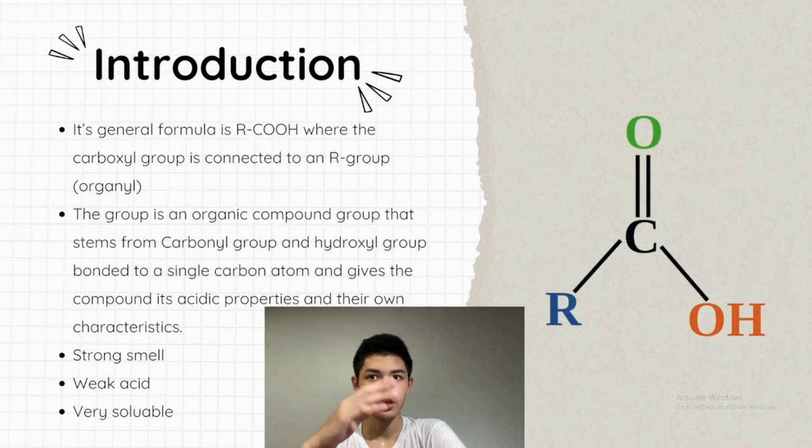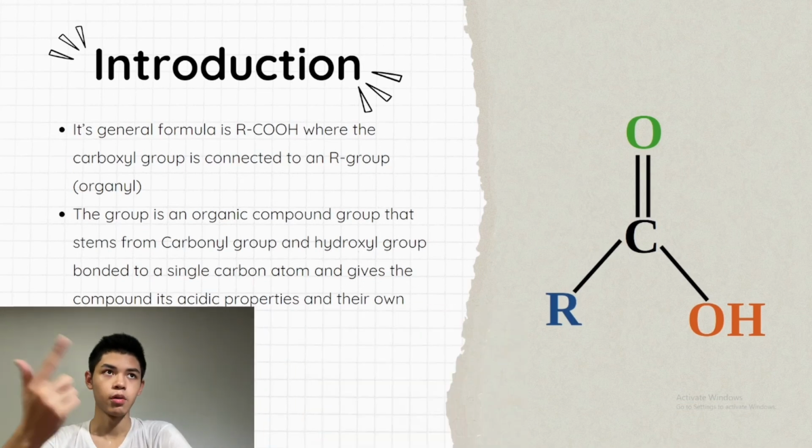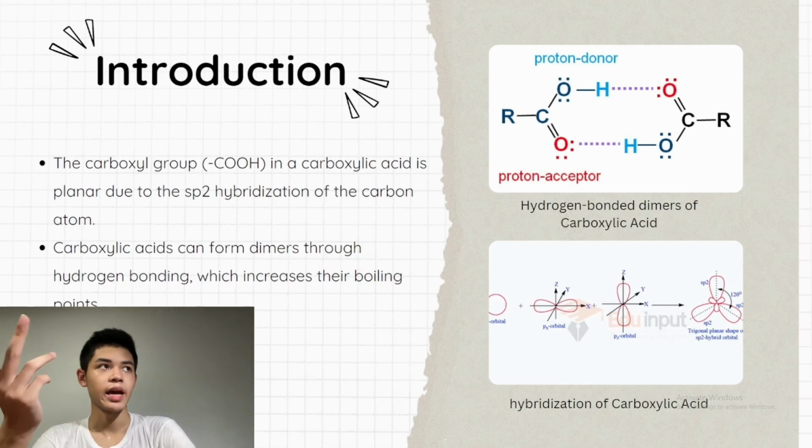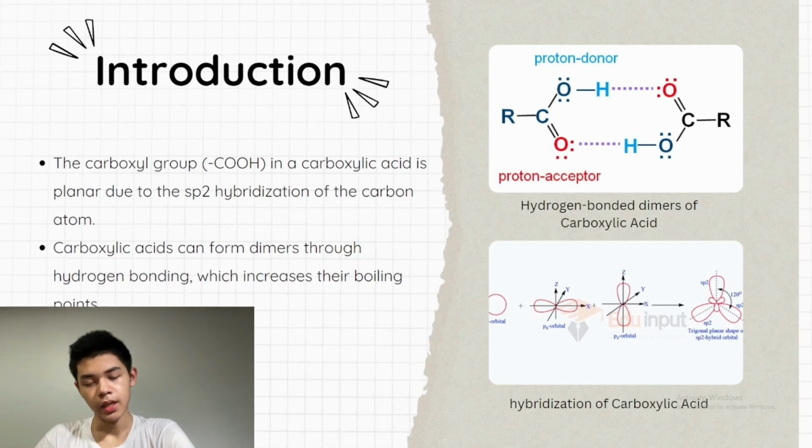In addition to this, it being a combination of both also means that some of its properties are influenced by being a combination. Some of its notable properties are its strong odor, its similar boiling point to water, although that's dependent on carbon atoms, and it being a weak acid that doesn't fully ionize. In addition, the structure is planar due to the sp2 hybridization of the carbon atom, and the acids can also form dimers. You can see it on the slides here.